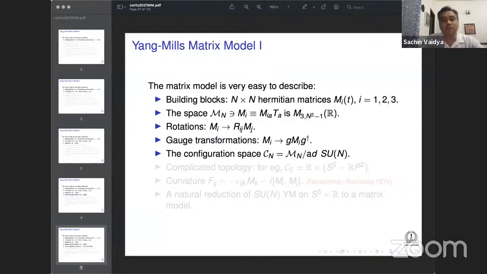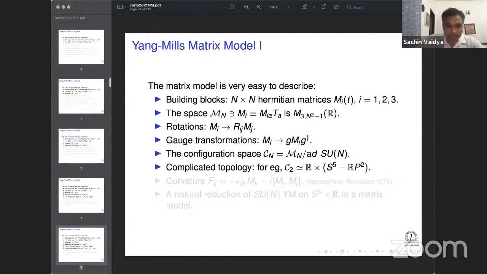So this is what my configuration space is defined to be. It's a quotient of M by Ad SU(N). And we want the action of the Ad SU(N) to be free. And that leads to a configuration space that has rather complicated topology. Even for something as simple as SU(2), the topology of the configuration space is like what I've shown here.